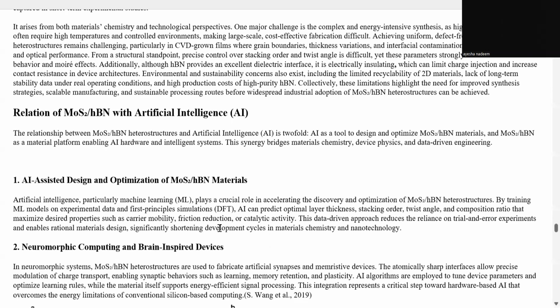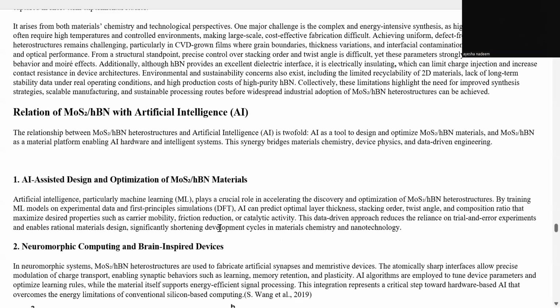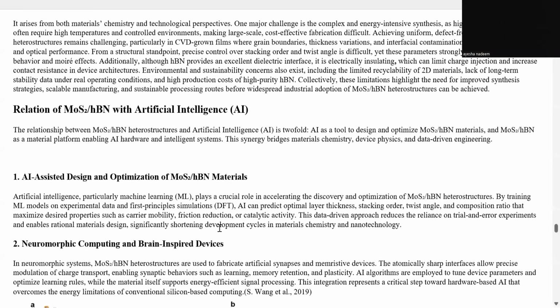Then we will discuss the relation of molybdenum disulfide and hexagonal boron nitride with artificial intelligence, AI. The relation between molybdenum disulfide and hexagonal boron nitride heterostructures and artificial intelligence is twofold. AI as a tool to design and optimize molybdenum disulfide and hexagonal boron nitride materials, and molybdenum disulfide and hexagonal boron nitride as a material platform enabling AI hardware and intelligent systems. This synergy bridges materials chemistry, device physics, and data-driven engineering.